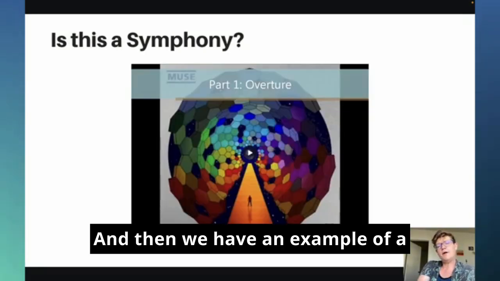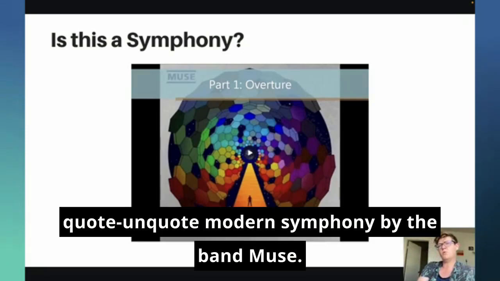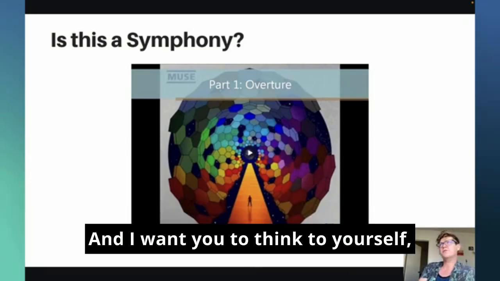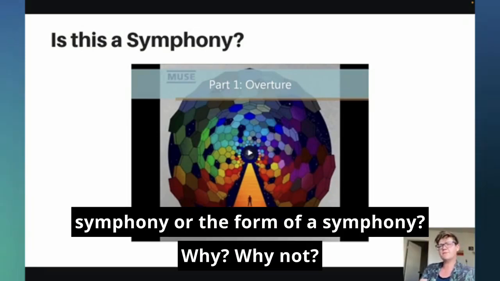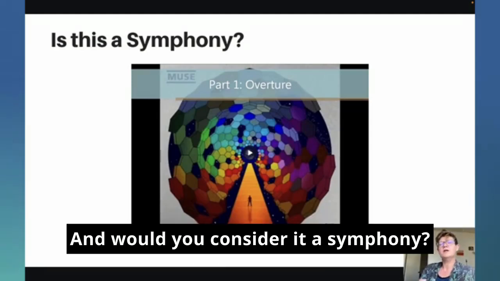And then we have an example of a quote-unquote modern symphony by the band Muse, and I want you to think to yourself, does this adhere to the standards of a symphony or the form of a symphony? Why not? And would you consider it a symphony?